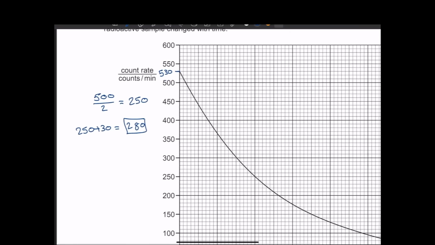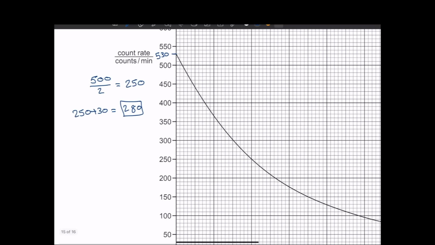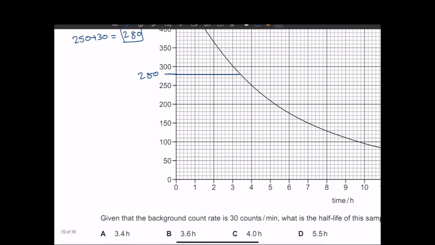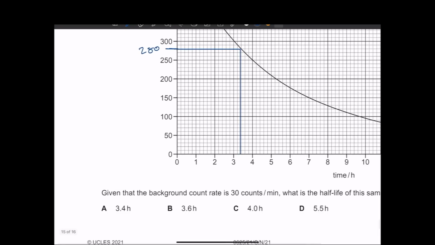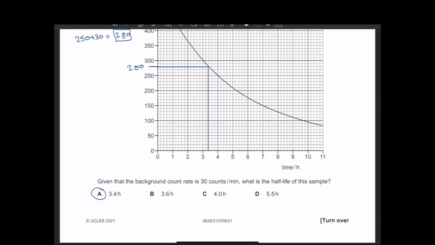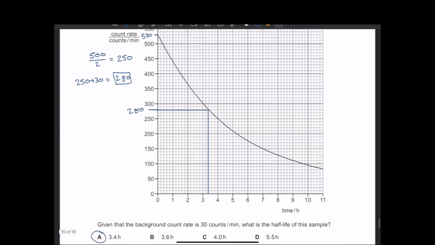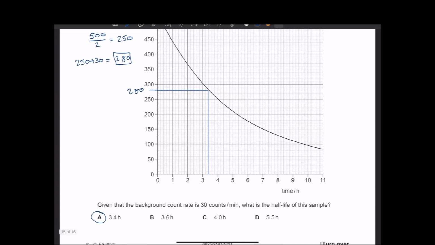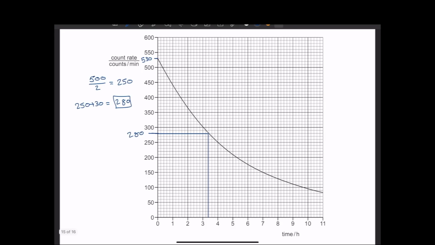I'm going to go to 280, which is located somewhere here. So this is 280. And I'm going to go to the graph line. Then I will go down to the time here. So the reading is 3.4, I think. So I'm going to choose 3.4 hours. This is the half-life, which is A. Make sure that you subtract the background radiation in the beginning. Then you need to add it back again because the background radiation is almost constant around its average.